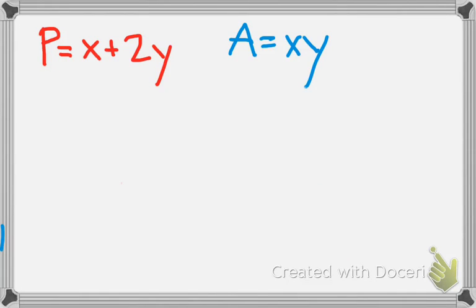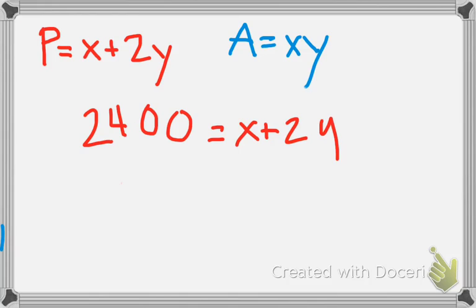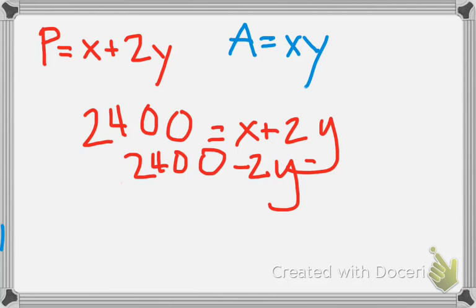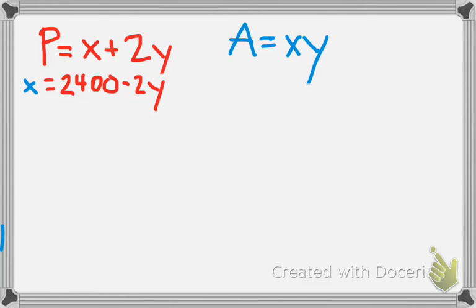Next, we are going to use the secondary equation to solve for the x in the primary equation. Since the farmer has a total of 2,400 feet of fencing, we are going to plug that in for p. Then we can isolate x. We are going to plug this value of x into our primary equation in order to solve for y.